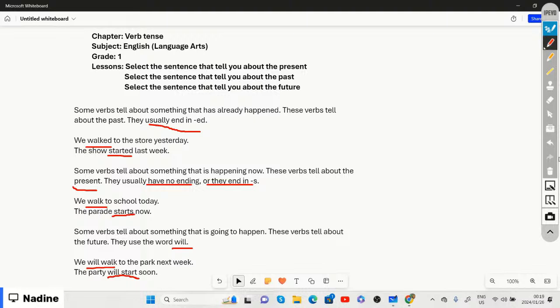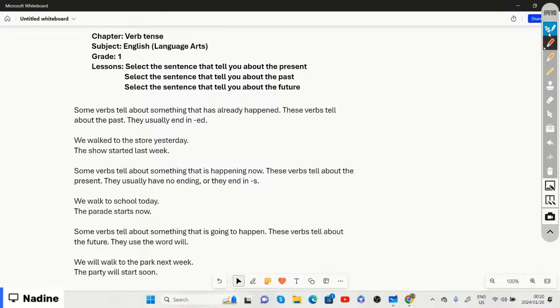In the present, verbs tell us about something that is happening now. So that is in the present. So they either have no ending or they end in s. And then some verbs tell you about something that is going to happen. And these verbs tell you about the future. And we use the word will in front of that verb to show the action in the future.